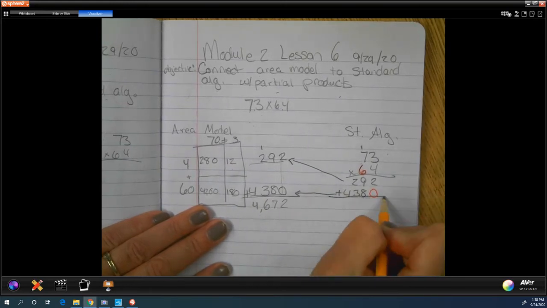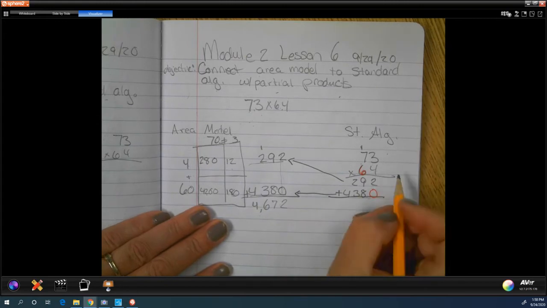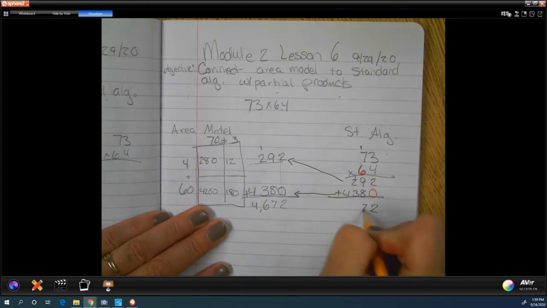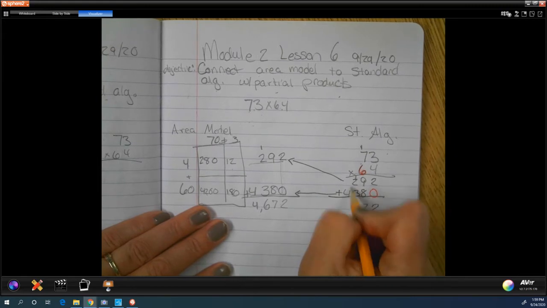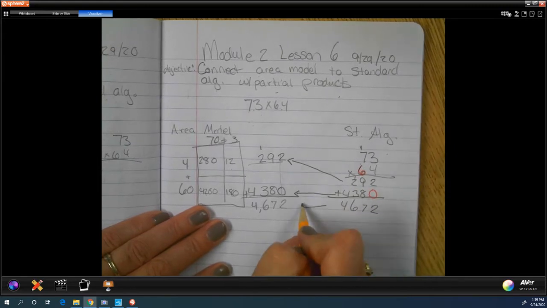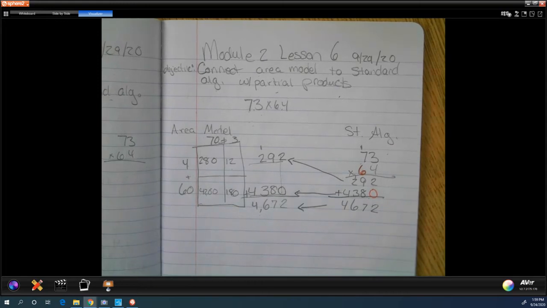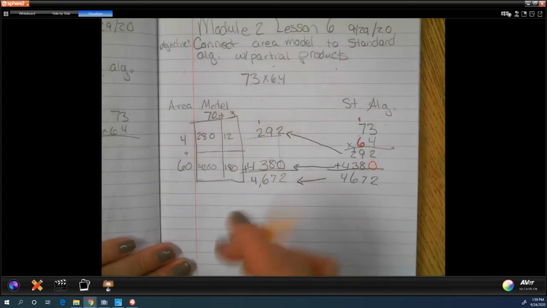And then step 4 of multi-digit multiplication is adding them together. 2 plus 0 is 2. 9 plus 8 is 17. 3 plus 3 is 6. Bring down the 4. Yay! We did it. That's multi-digit multiplication using an area model and a standard algorithm.